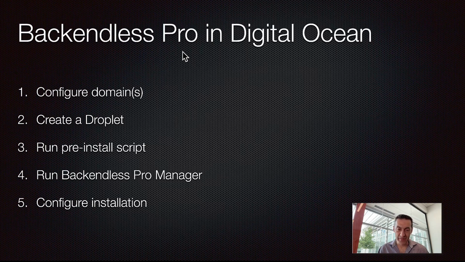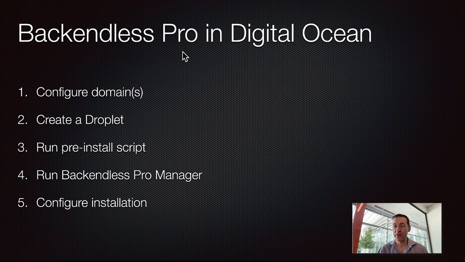Once that script is done, the next step, which is step number 4, is running Backendless Pro Manager. Backendless Pro Manager is a new tool that we created. It's a graphical user interface that will guide you through the actual installation of Backendless Pro. So step number 3, the pre-install script, is just all the prep work with Docker and a lot of stuff. And then step 4, Backendless Pro Manager, is the actual process of installing Backendless Pro.